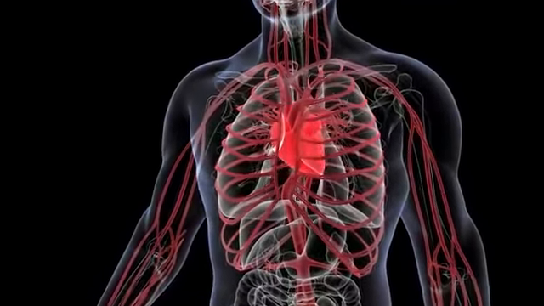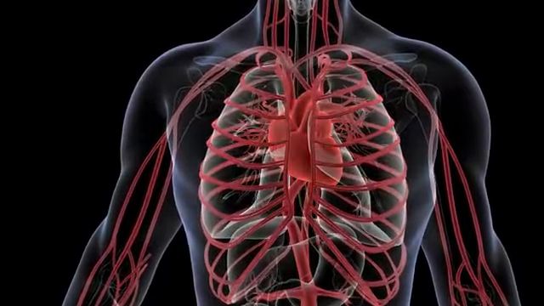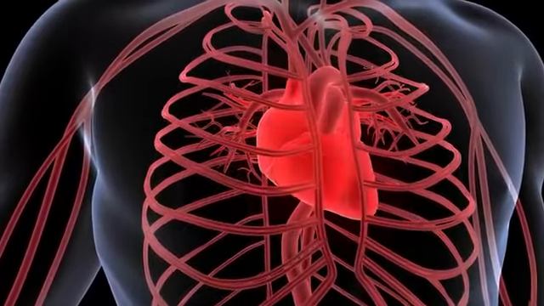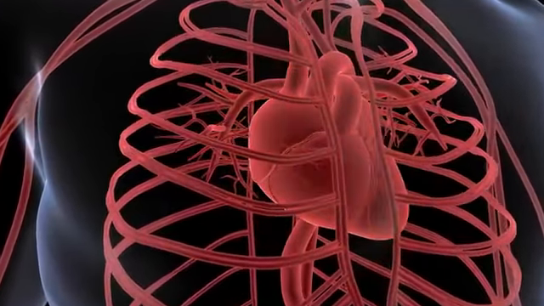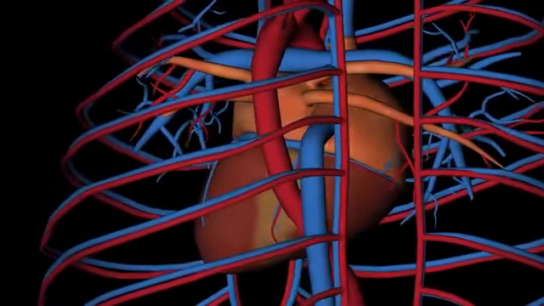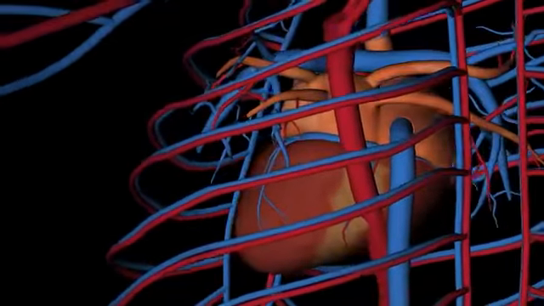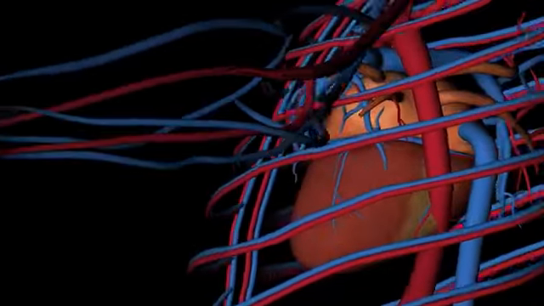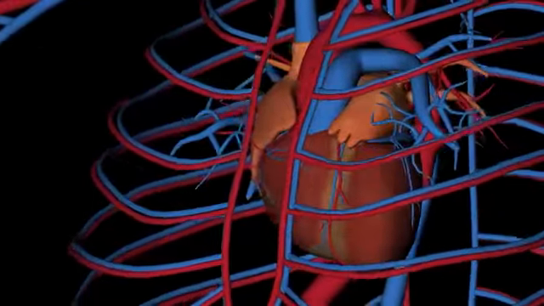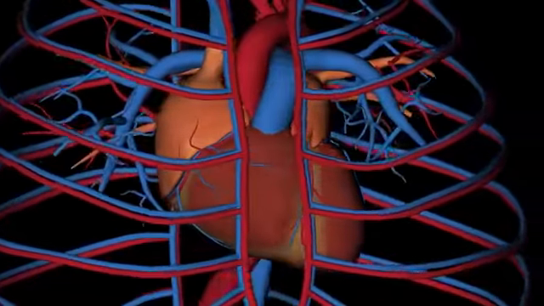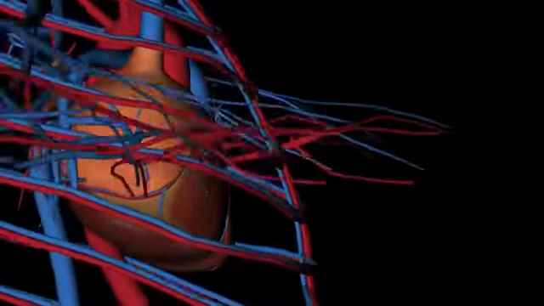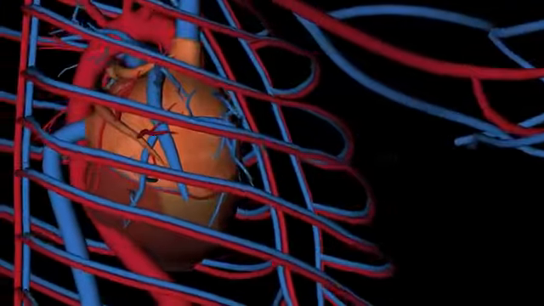The right atrium is the upper chamber on the right side of the heart. It receives oxygen-depleted blood from the body and pumps it into the right ventricle through the tricuspid valve. The right ventricle is the lower chamber on the right side of the heart. It pumps the oxygen-depleted blood to the lungs through the pulmonary artery to be oxygenated. The left atrium is the upper chamber on the left side of the heart. It receives oxygenated blood from the lungs and pumps it into the left ventricle through the mitral valve. The left ventricle is the lower chamber on the left side of the heart.